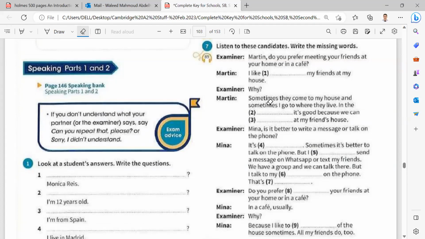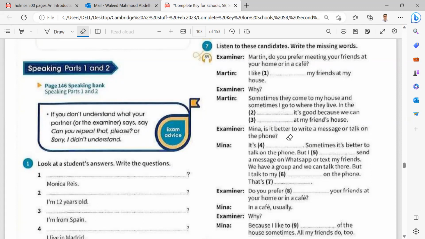Exercise 7. Martin, do you prefer meeting your friends at your home or in a cafe? I like meeting my friends at my house. Why? Sometimes they come to my house and sometimes I go to where they live. In the summer, it's good because we can swim at my friend's house.